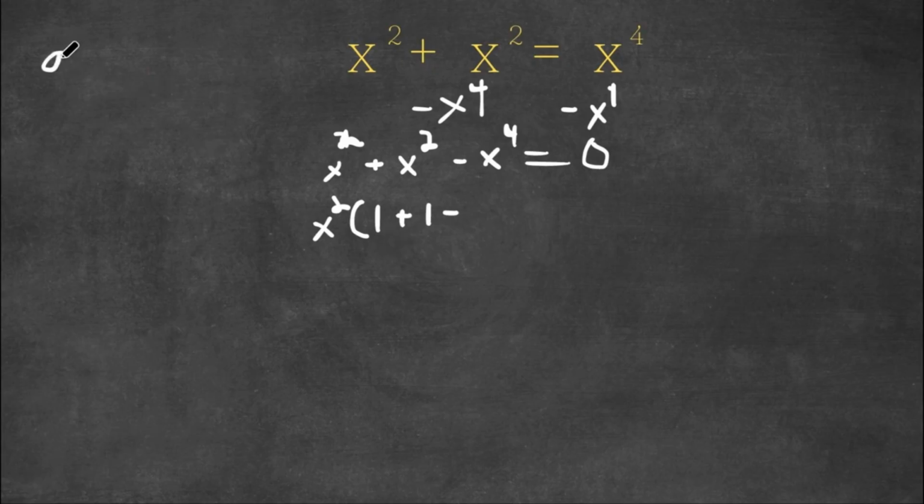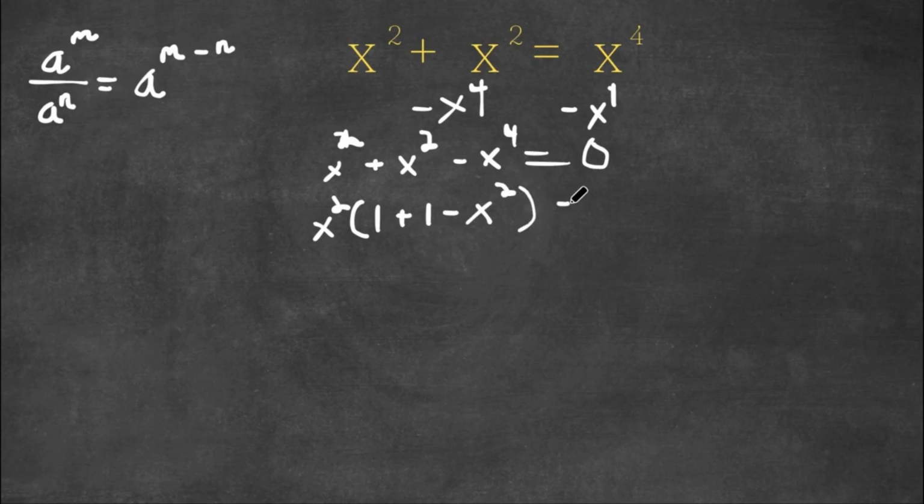Well, if we have something in the form a to the power of m over a to the power of n, this is equal to a to the power of m minus n. So x to the power of 4 over x to the power of 2, that's x to the power of 4 minus 2, and 4 minus 2 is 2, so this would be x squared. And this is equal to 0.